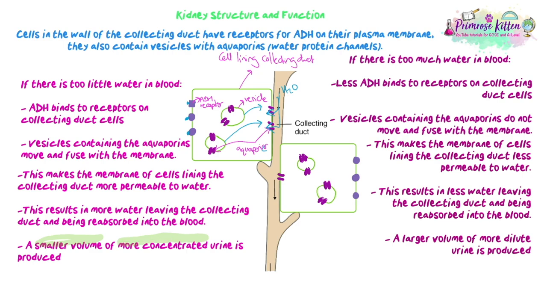Obviously, if we think about the opposite, then the opposite happens. So if there's too much water in the blood, less ADH binds to receptors. So there's no ADH or very little ADH binding to receptors at all. The vesicles containing the aquaporins do not move, and so they don't fuse with the membrane. So this makes the membrane of the cells slightly less permeable to water. And so less water leaves the collecting duct and filtrate and goes into the blood. And so we create a larger volume of more dilute urine, because more water is going to stay in the collecting duct and more water will end up passing down through and into the urine. And because we've got more water, that dilutes the urea and the other salts, and we create more dilute urine.